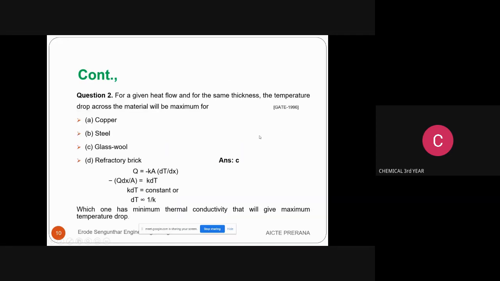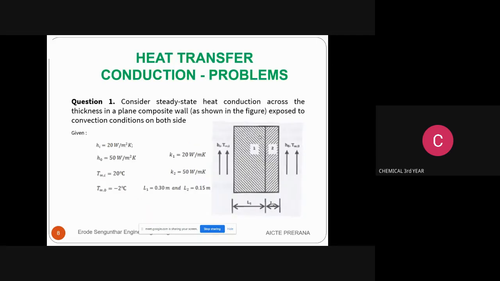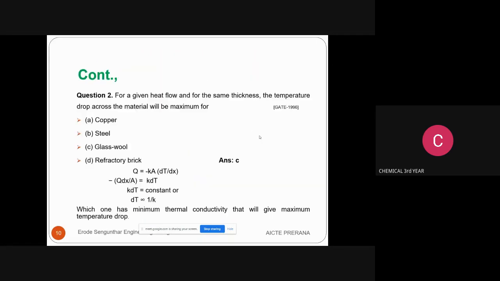Clear? Then next question. I think you all understood this first question very clearly. There is no doubt in this, I hope. And we'll go into the second question.